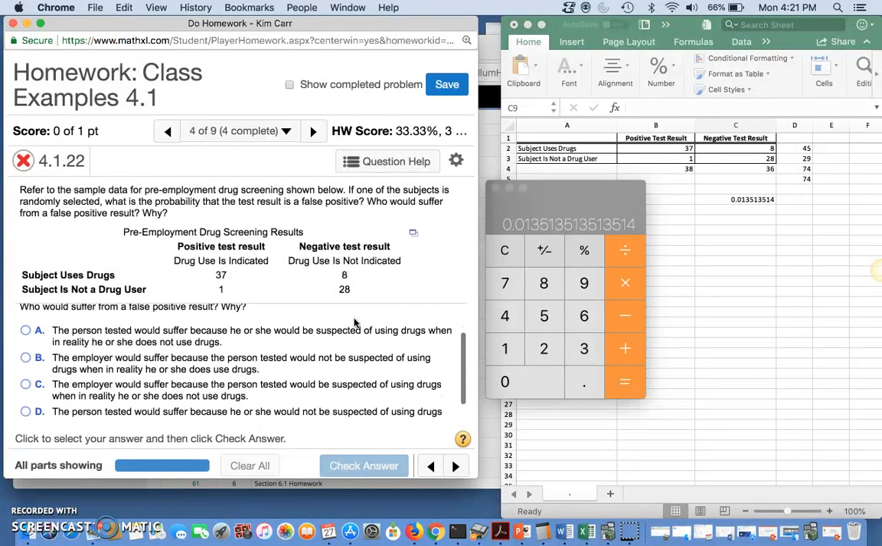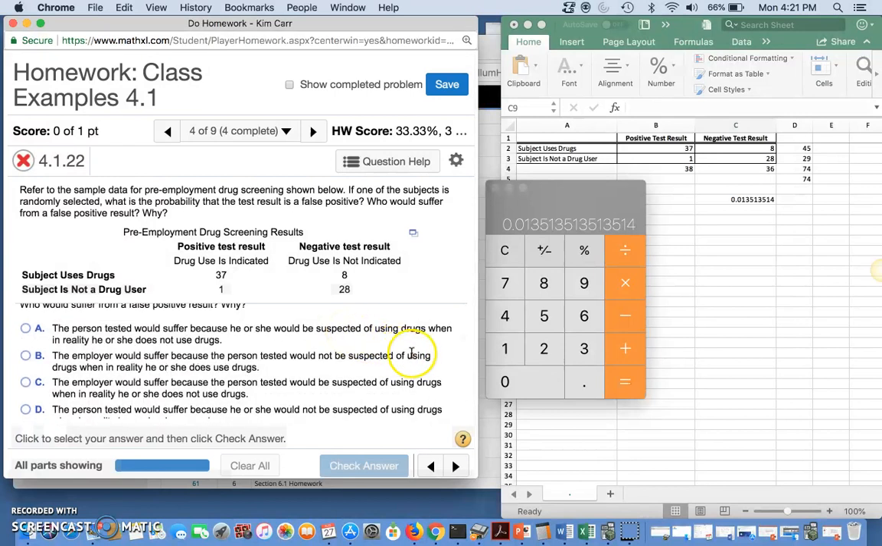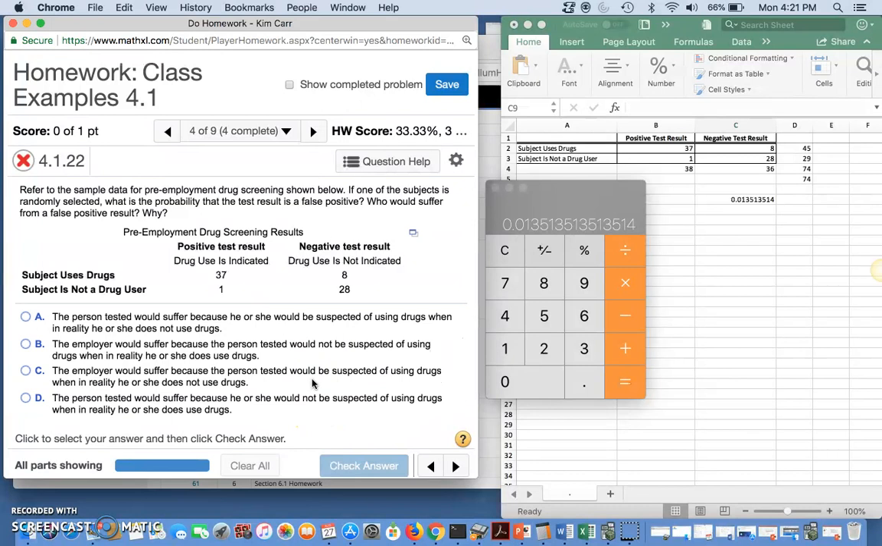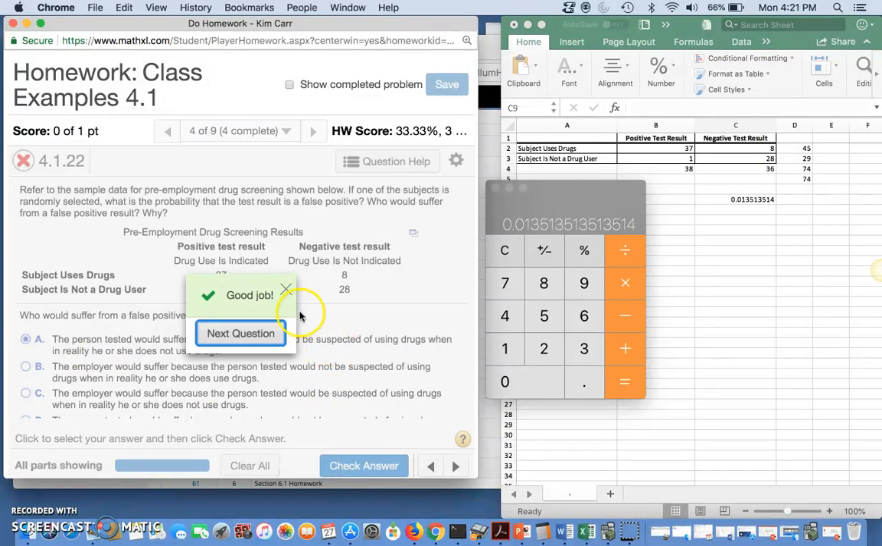Now, it says who would suffer from the false positive result and why. The person tested would suffer because he or she would be suspected of using drugs when in reality he or she did not. The employer would suffer? Not really. I mean, the employer doesn't really suffer. He might run the risk of losing a great employee, but he's not really suffering. The person tested would suffer because they would be suspected of using drugs when they really didn't. Okay.